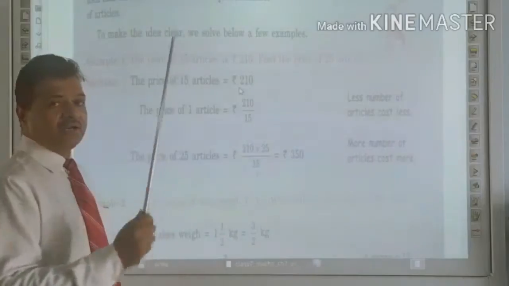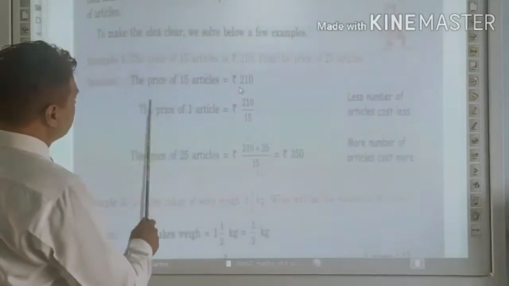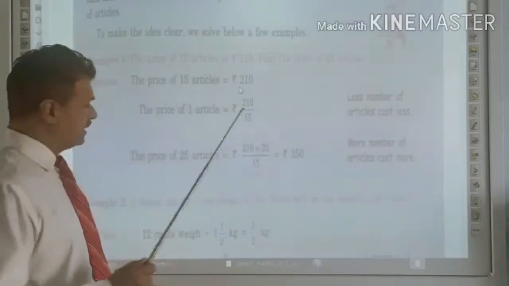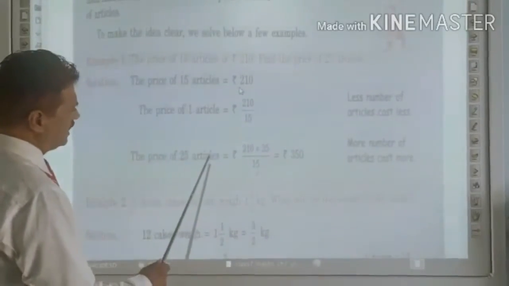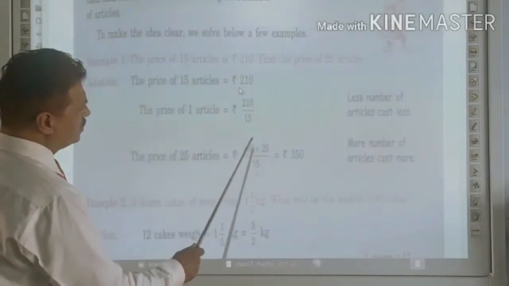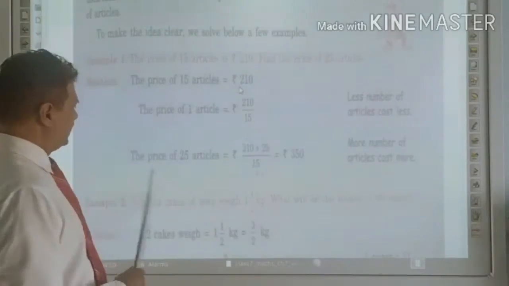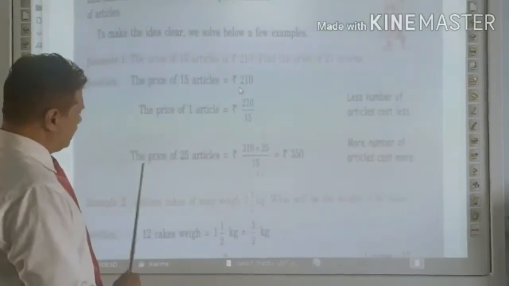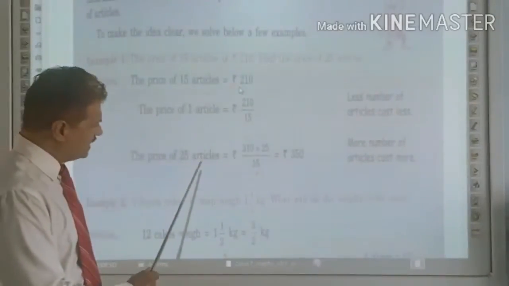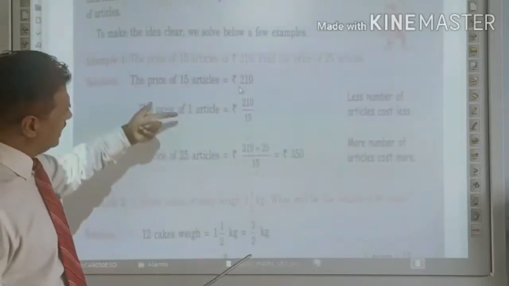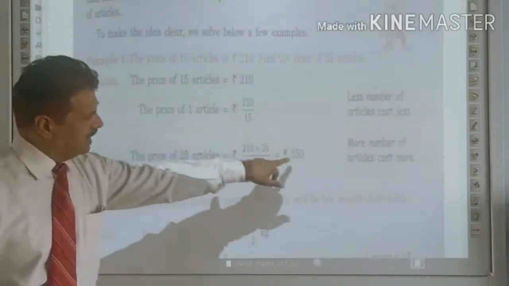If one is given and we want many, then the price of 25 articles is equal to 210 upon 15 into 25. Here it is many to one, then we divide. Here it is one to many, then we multiply.